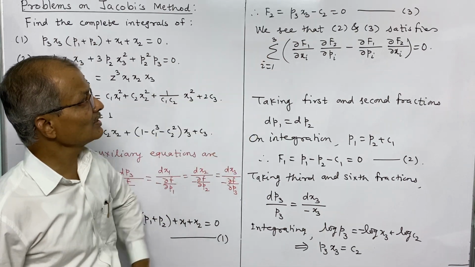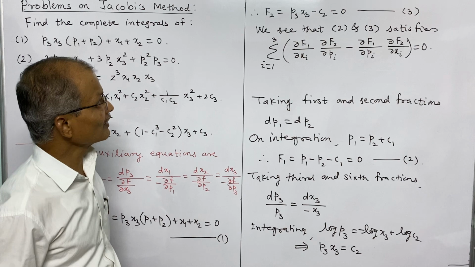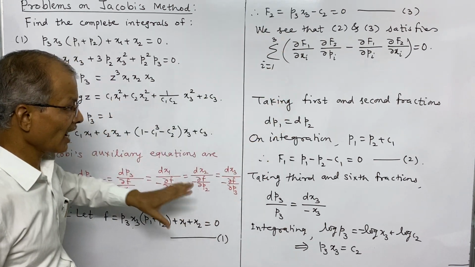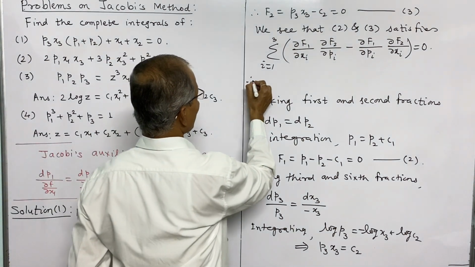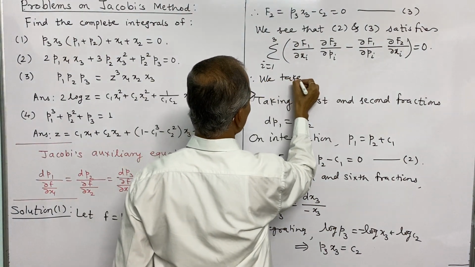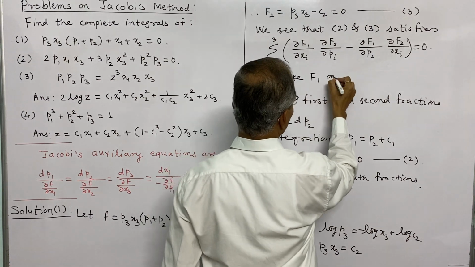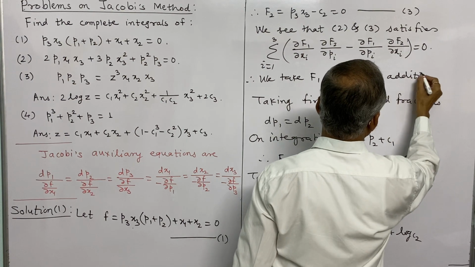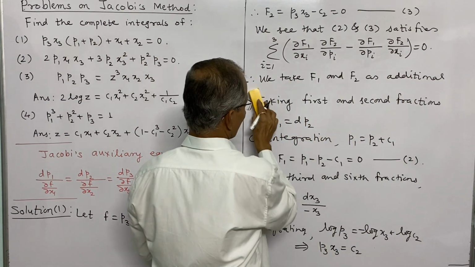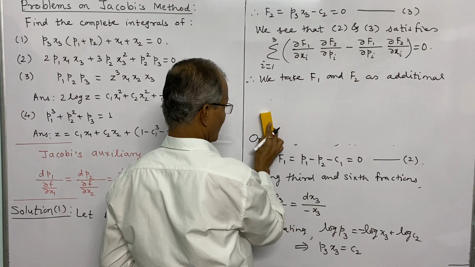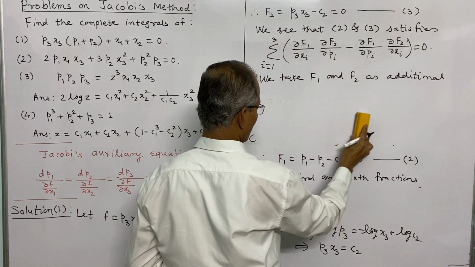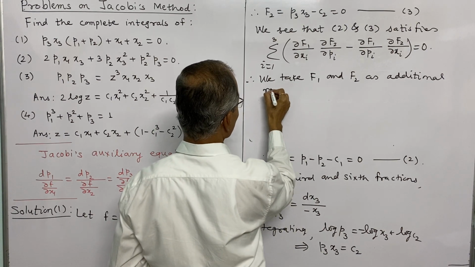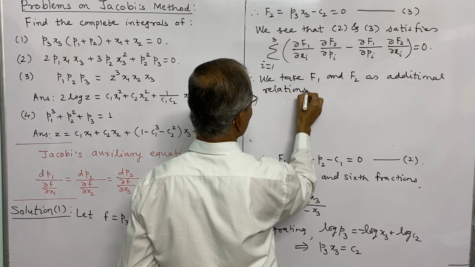So our verification is done, and thus we take these F1 and F2 as our additional relations.